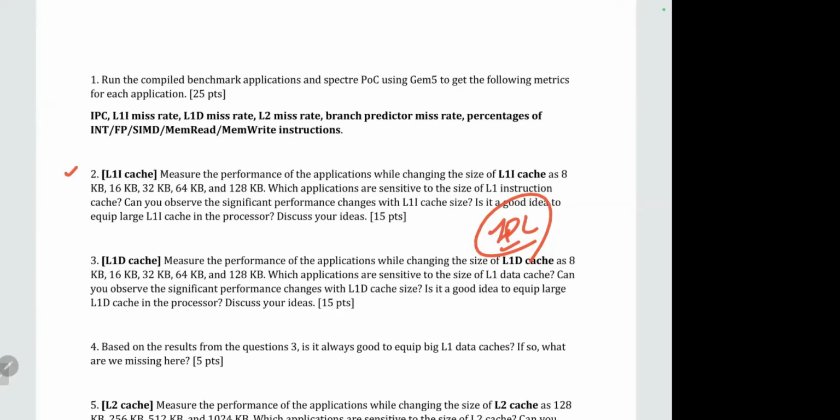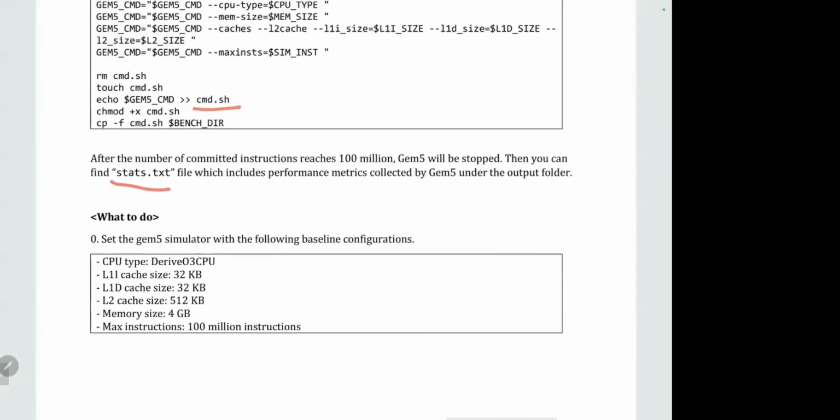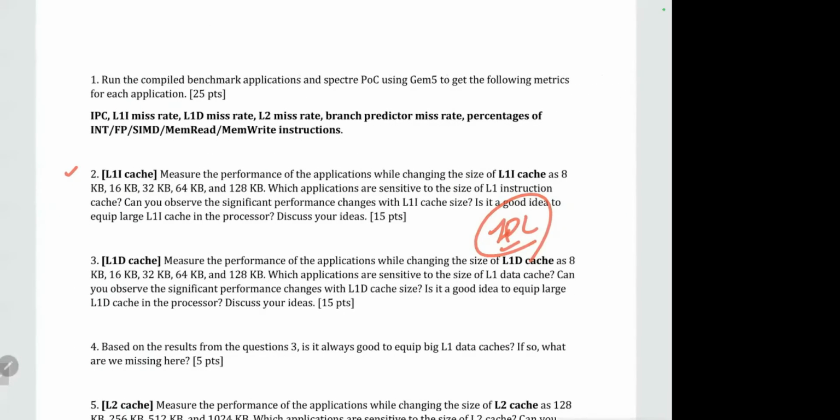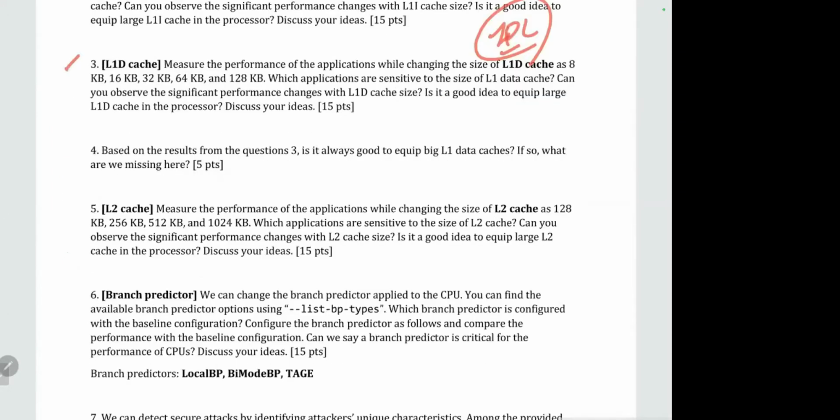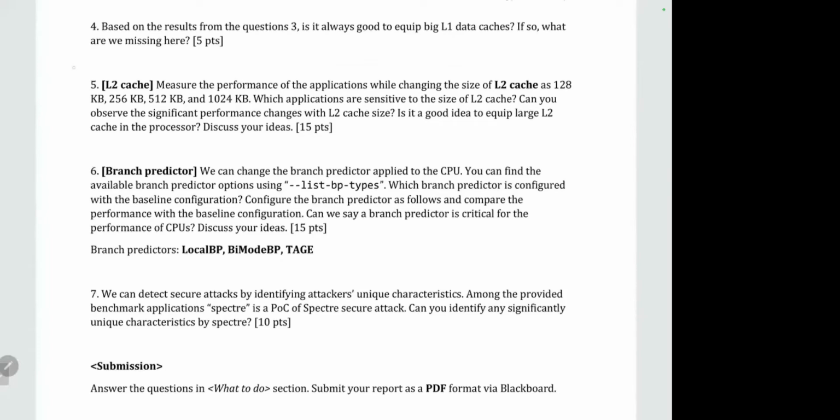Okay. So in this assignment, you need to run the compiled binaries many times using different configurations. You need to change the L1 instruction cache, with 5 different configurations. Also, you need to change the size of the L1 data cache, for 5 different sizes, 5 different configurations. So you need to check the cache sizes, and you need to check the branch predictor.